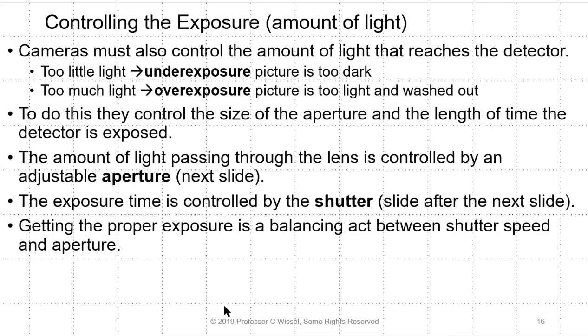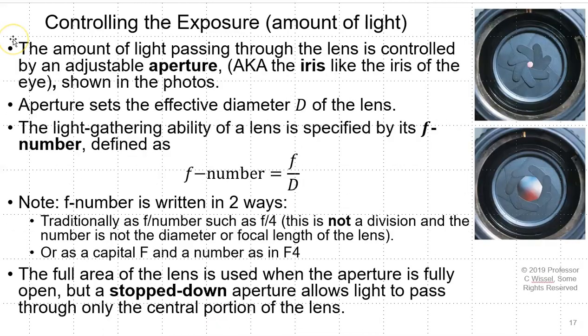Getting the proper exposure is a balancing act between shutter speed and aperture. So we want to control the exposure, which is the amount of light. The amount of light passing through the lens is controlled by an adjustable aperture. It's like the iris in your eye. And this is shown in the photographs. You can see here is more open than here.